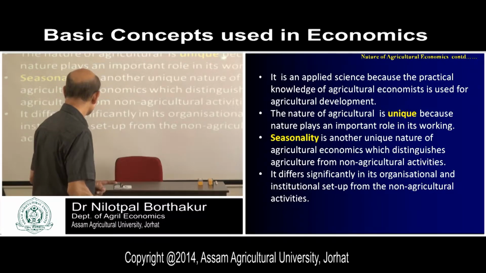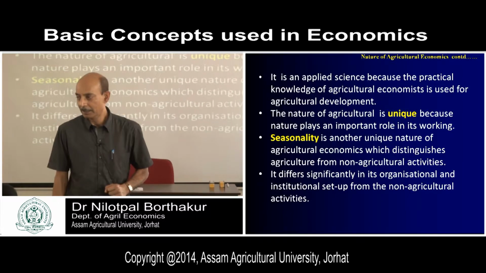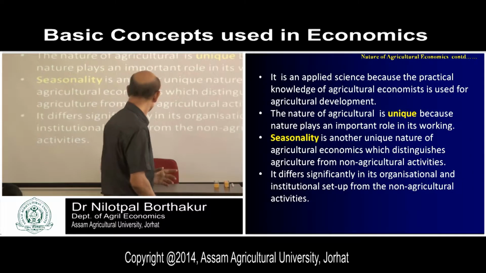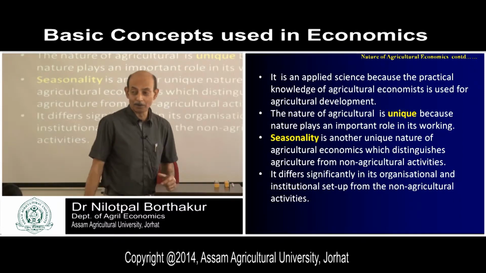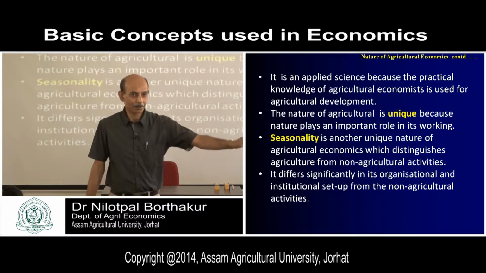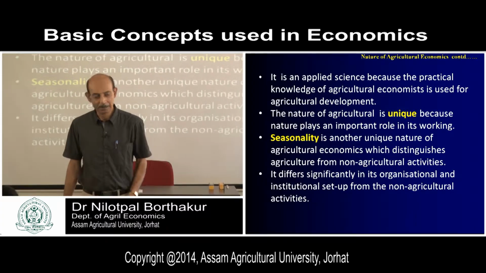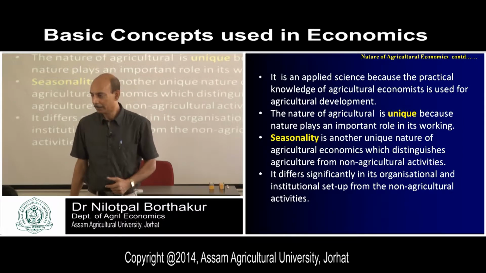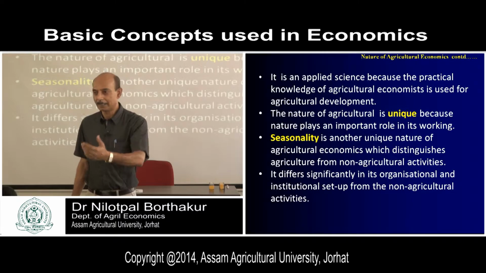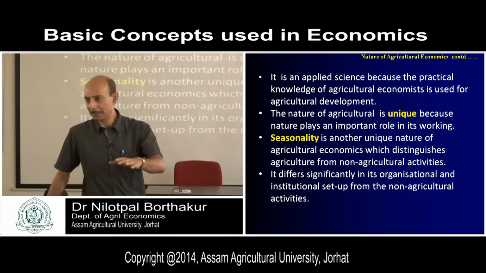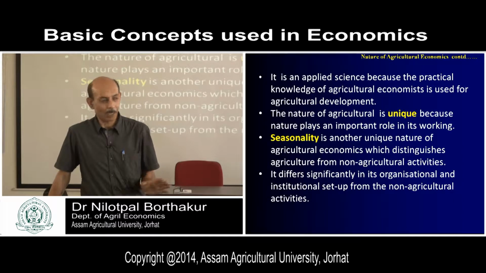Then, this is unique. Agricultural activities are unique because nature plays an important role in its working. If there is a flood, crops will be destroyed. If there is drought, production will be affected. Nature plays an important role. But in the manufacturing sector, if the industry is well placed, flood will not affect it. Drought will not affect it. They will arrange water from somewhere else.